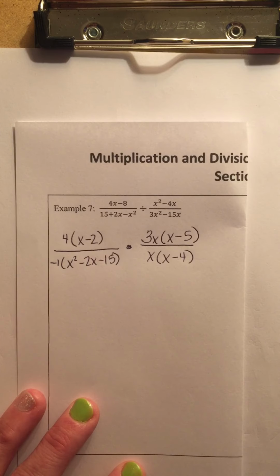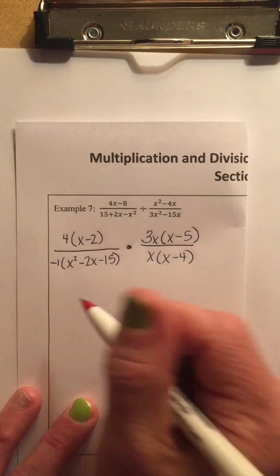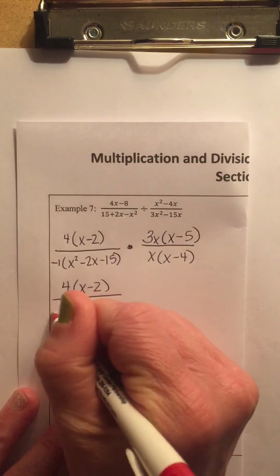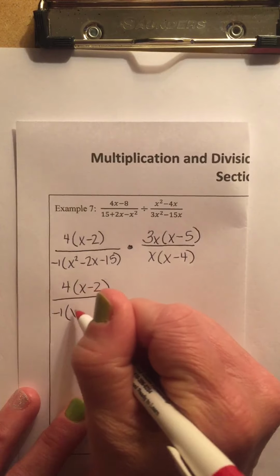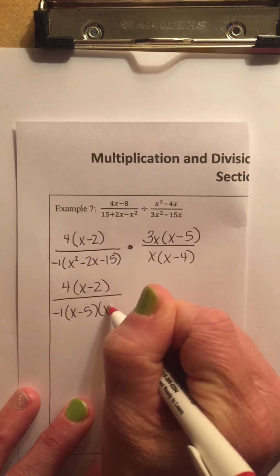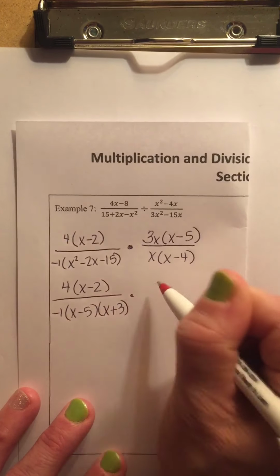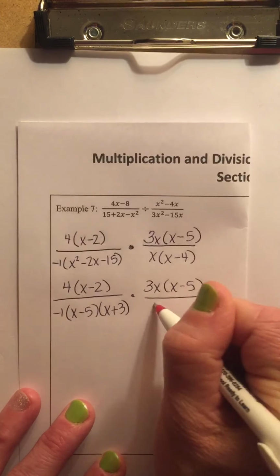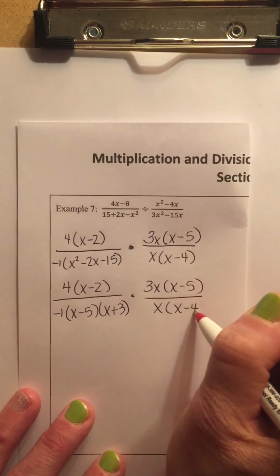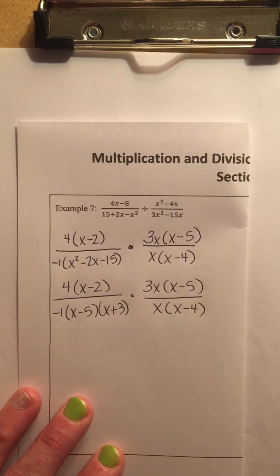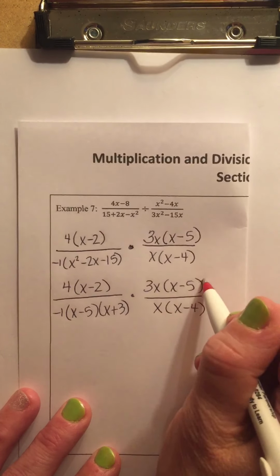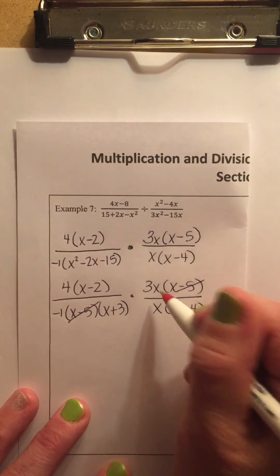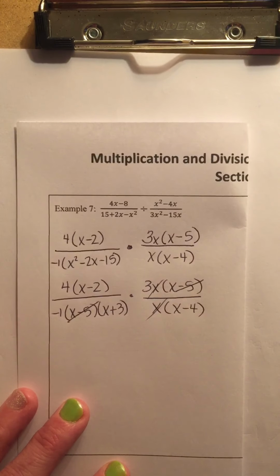Factoring wise, all that's left is to factor that trinomial in the denominator here. So 4 times x minus 2 divided by negative 1 times x minus 5 times x plus 3, times 3x times x minus 5 divided by x times x minus 4. Now look at what can be reduced. x minus 5 divided by x minus 5 is 1. x divided by x is 1.